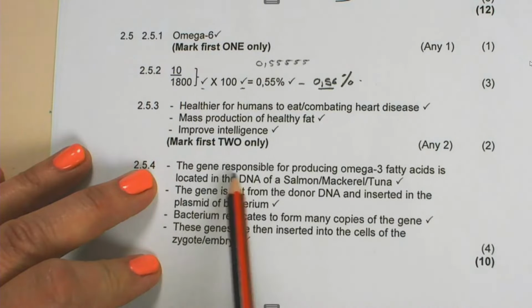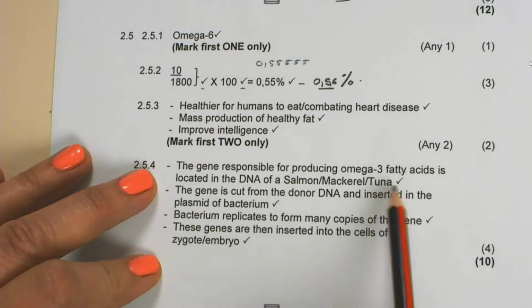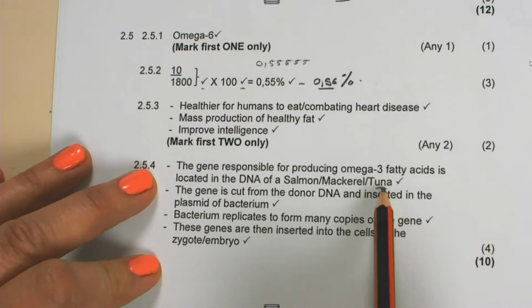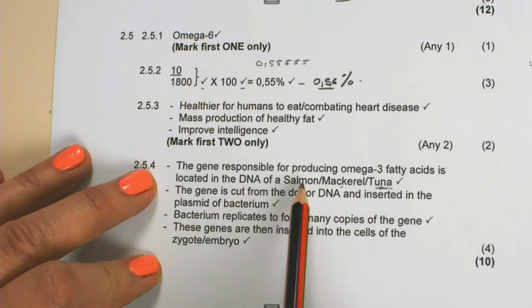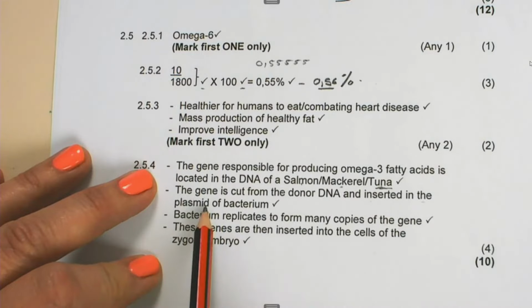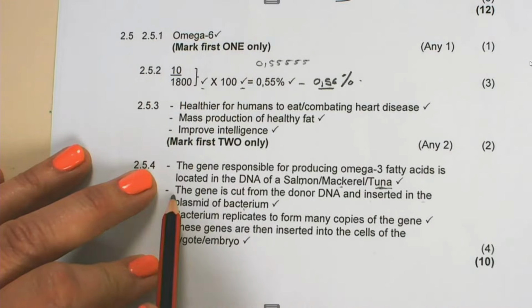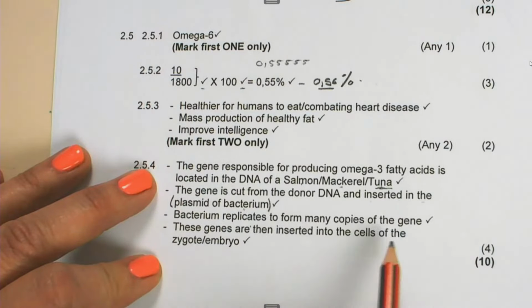So the gene responsible for producing omega-3 fatty acid is located in the DNA of a tuna. Or they can also take the gene of omega-3 fatty acid out of the tuna, out of the mackerel, or out of the salmon. Then this gene, cut from the donor, is inserted in the plasmid of the bacterium. The bacterium replicates, and these genes are then inserted into the cell of the zygote or the embryo.